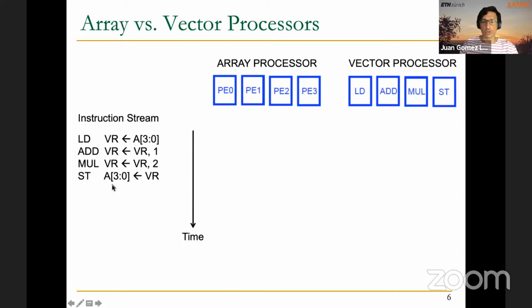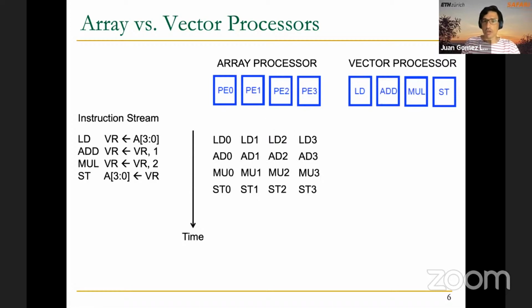How is this executed on an array processor? Because we have 4 values that we are going to process from array A, and we have 4 processing elements, we can load the 4 values at the same time. Each of the processing elements takes care of each of the 4 individual loads. Then we perform the addition, then the multiplication, and then the store operation, always using the same processing element.